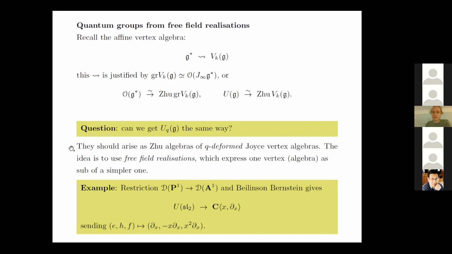And so the idea is that they should arise as Joule algebras of these so-called Q-deformed vertex algebras, like Joyce's definition of Q-deformed vertex algebras. Again, I won't be able to say what these are, but they are essentially vertex algebras where instead of having poles at z equals w, you have poles at z equals qw, z equals q squared w, and so on.